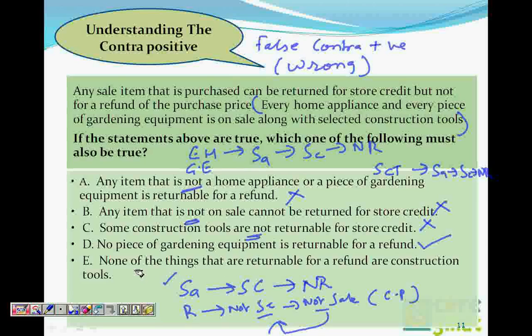Choice E says none of the things that are returnable for refund are construction tools. Again, the same thing which happened in C. I already have the information that some of them are returnable, so saying none of them is returnable is wrong. This goes beyond the scope of the statement, so this also goes away. So what is the right choice? D is the right choice. You understood how we can come to the right choice by using counterpositive. Through counterpositives, yes. Understood completely. Let's go to the next slide then.